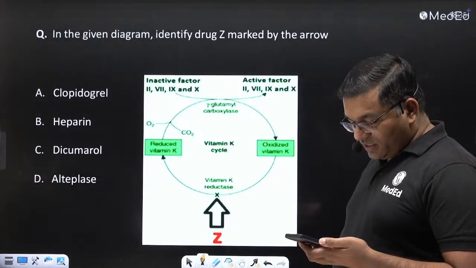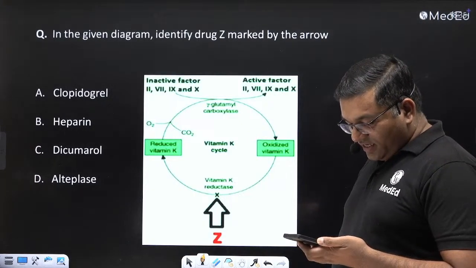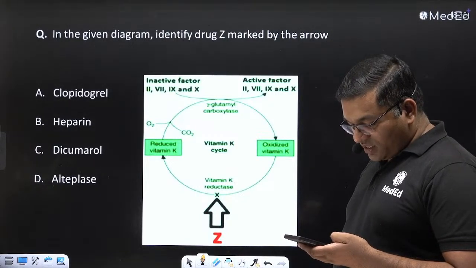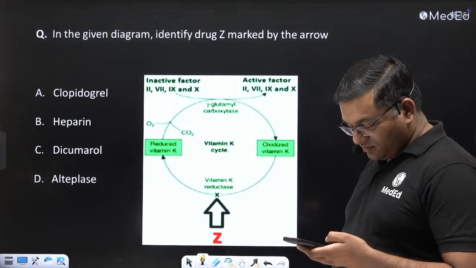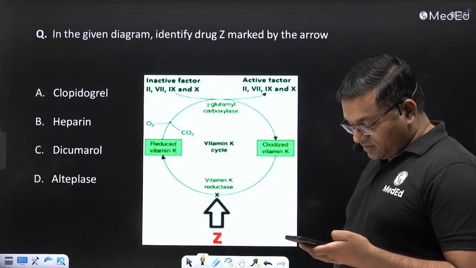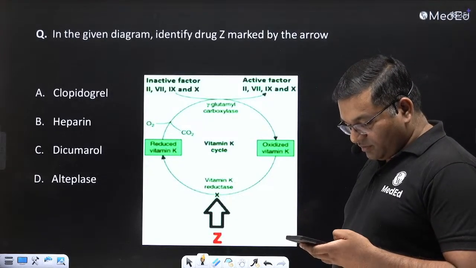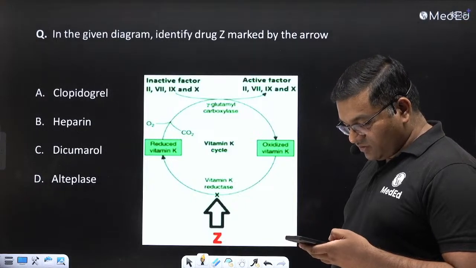Hi Apurva, hi Rishikesh, hi legendary Ritvik, hi Apurva, hi Soumya. Correct. Dicumarol is the answer. 54 divine. Hello.